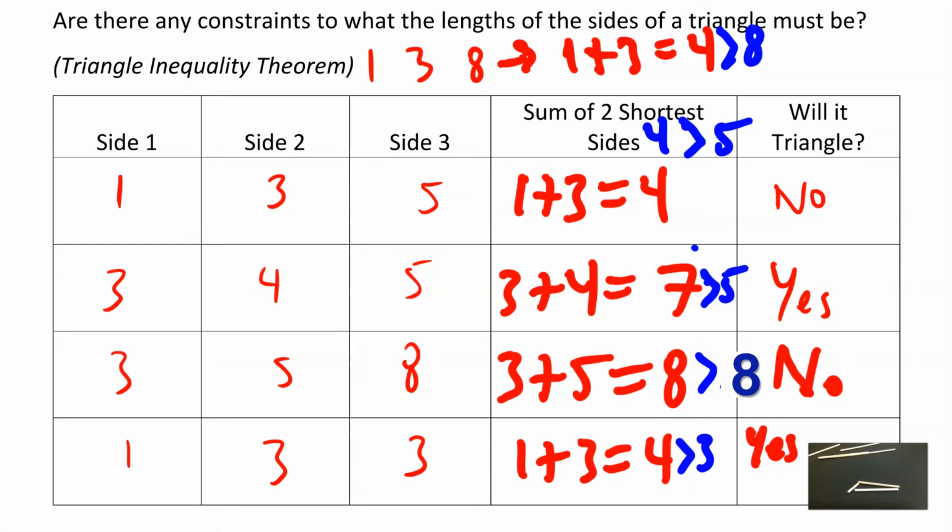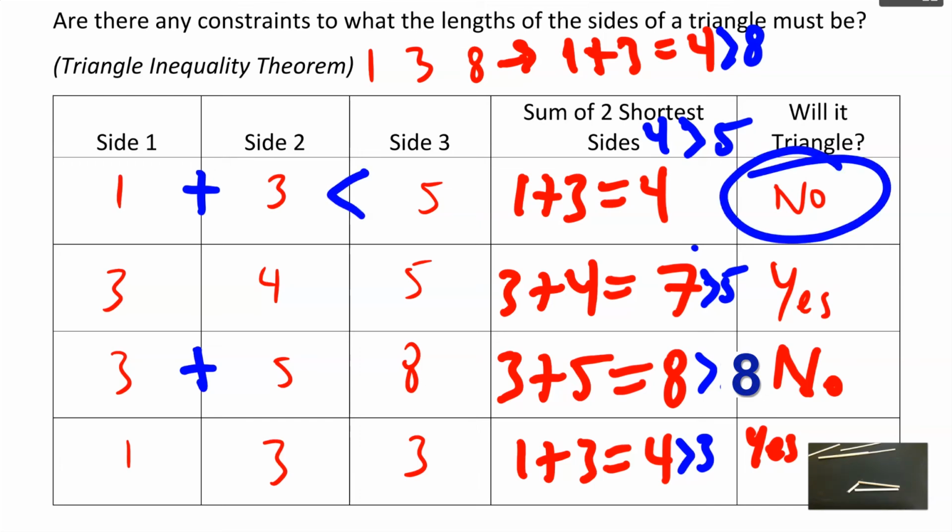So what you guys need to know for this activity is that if you add up the 2 shortest sides, it has to be bigger than the third side, that longer side. If the sum of the 2 shorter sides is larger than the third side, it will make a triangle. If it's the same or if it's less, meaning if it's not greater, then it will not make a triangle. So 1 plus 3, is that greater than 5? No, it's actually less than 5, so that one does not make a triangle.